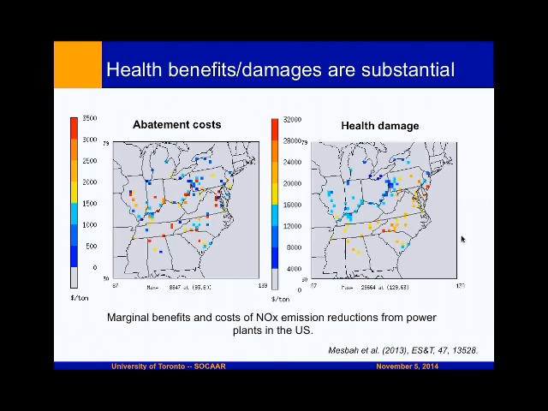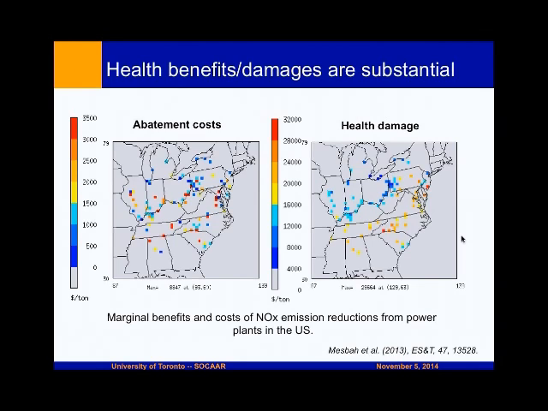So marginal cost is the opposite of marginal damage. Marginal damage is the damage caused by one additional unit of emissions. Marginal cost is the cost of reducing one additional unit of emissions. So this is abatement cost, the cost for reducing 1 ton of emissions. This is the cost to the society of adding 1 ton of emissions, or the benefit of reducing 1 ton of emissions to the society.